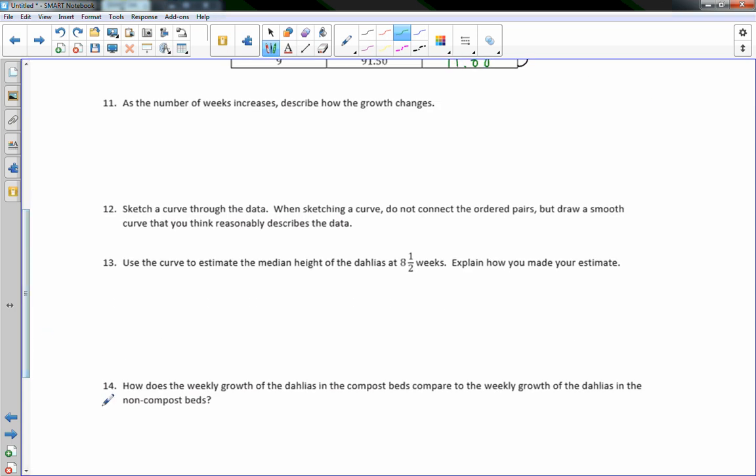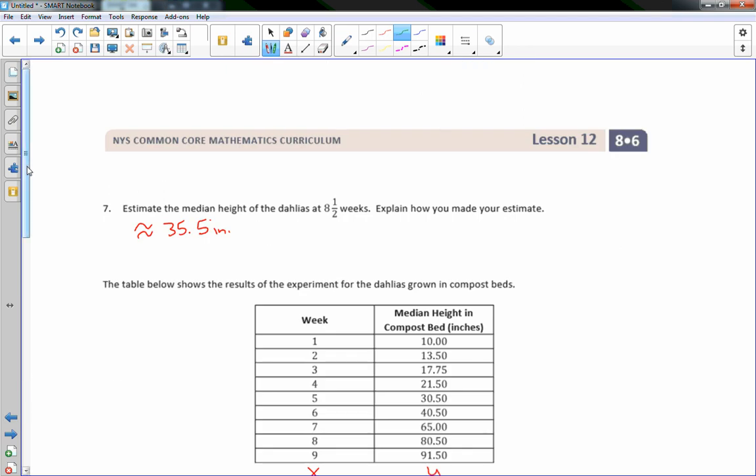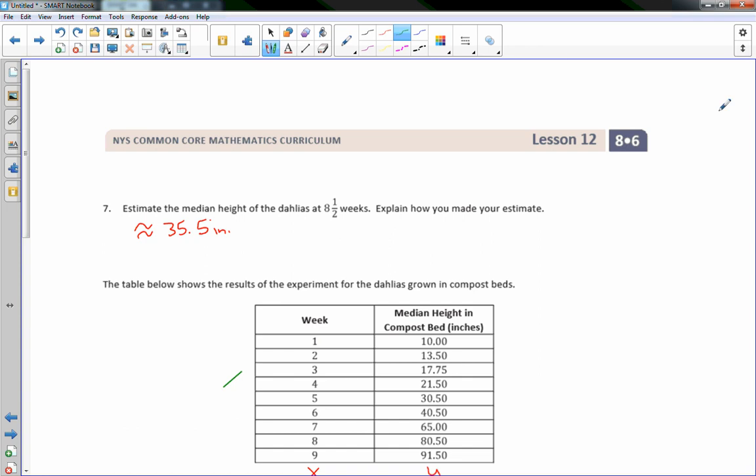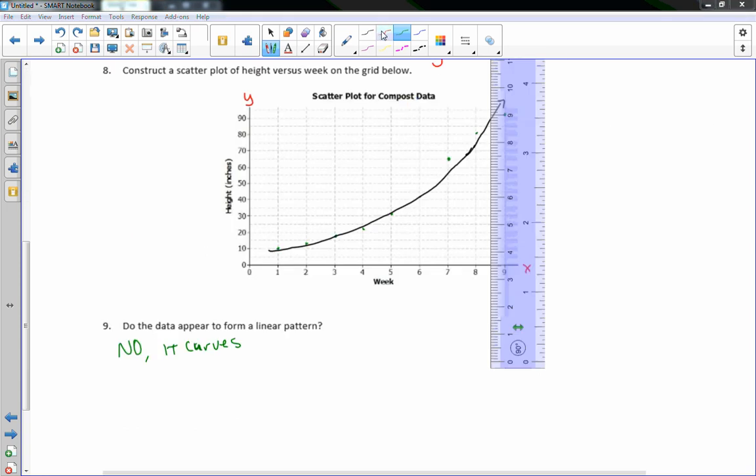Okay. Use the curve to estimate the median height of a dahlia at 8.5 weeks. So I'm going to go back to what I just curved, and I'm going to get my ruler again, and I want to graph 8.5 weeks. Okay, so I brought my ruler in. Let me draw a line. I've got it set at 8.5.